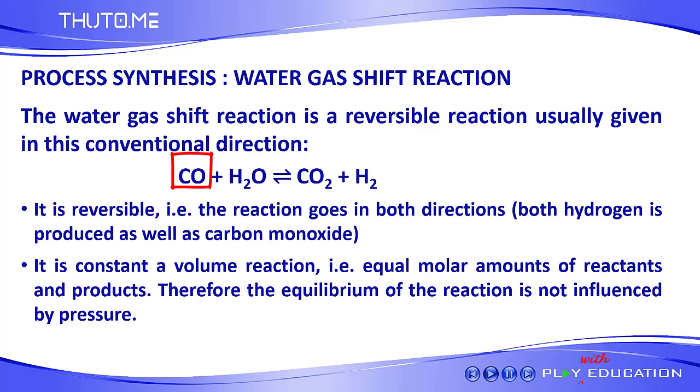The reaction is a constant volume reaction. It is an equimolar reaction, which means that equal molar amounts of reactants and products get formed. So you are reacting 2 moles, 1 mole to form 2 moles, 1 mole, 1 mole. Therefore, the equilibrium of this reaction is not influenced by the change in pressure or the change in volume, because an equal number of moles get consumed as the number of moles getting produced.